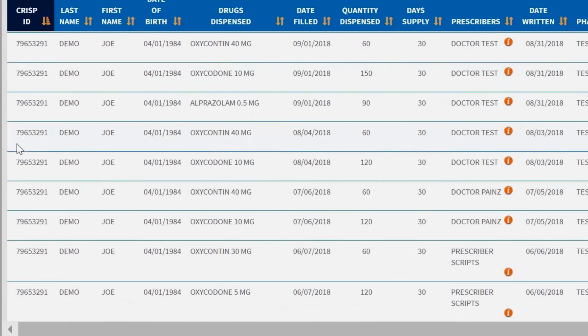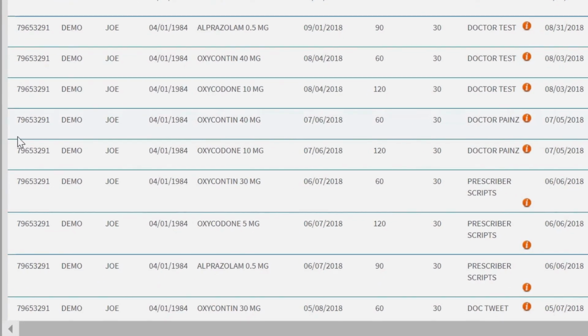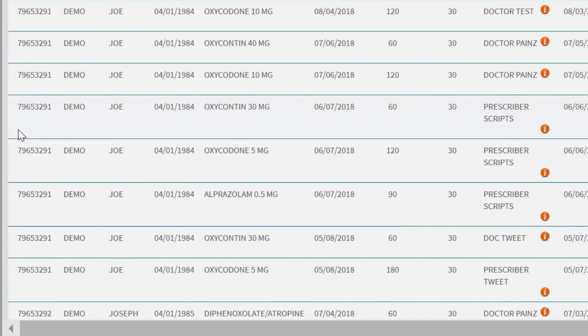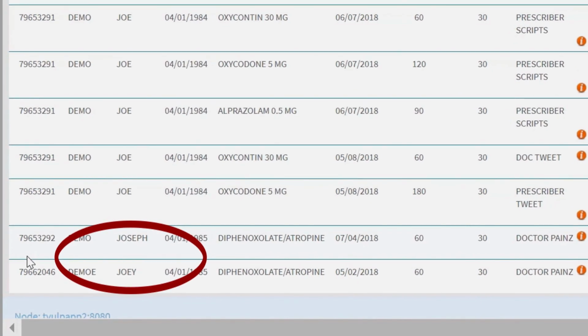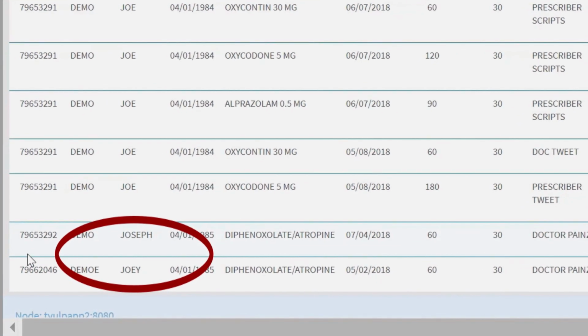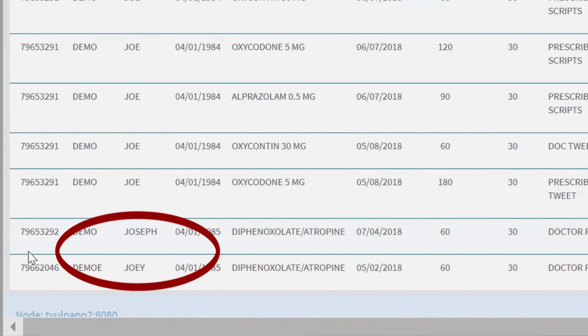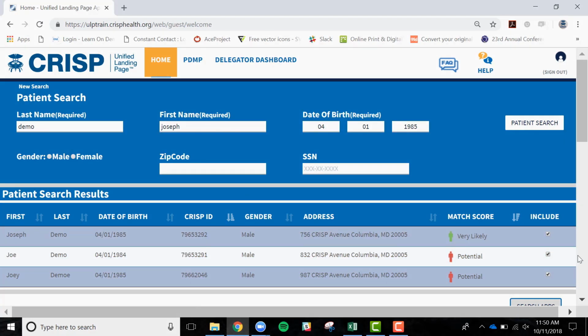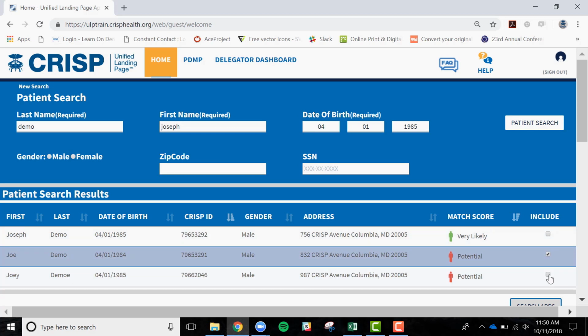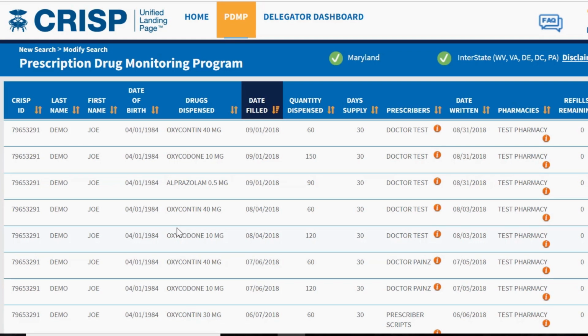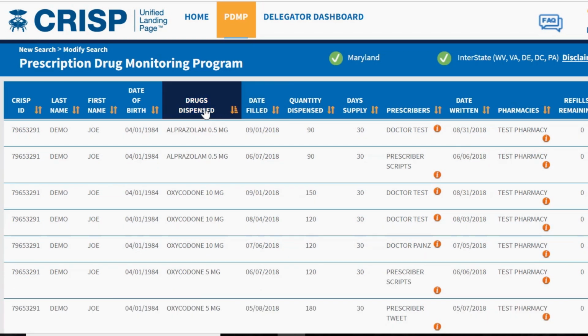We see that Joe Demo has the most fills, and Joseph and Joey Demo have different medications from different prescribers compared to Joe. Joseph and Joey have GI medications, while Joe has medications primarily for pain. Let's say Joe Demo is the patient I am seeing today based on the prescriber's name and medication on the prescription. I could leave this sorted as is, or I could go back to remove the patients that I don't think belong.